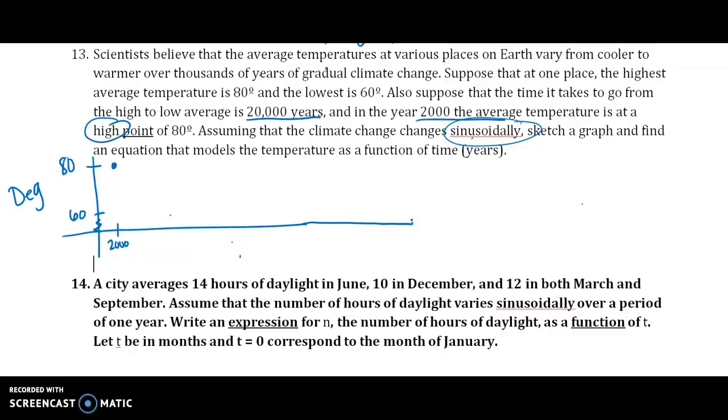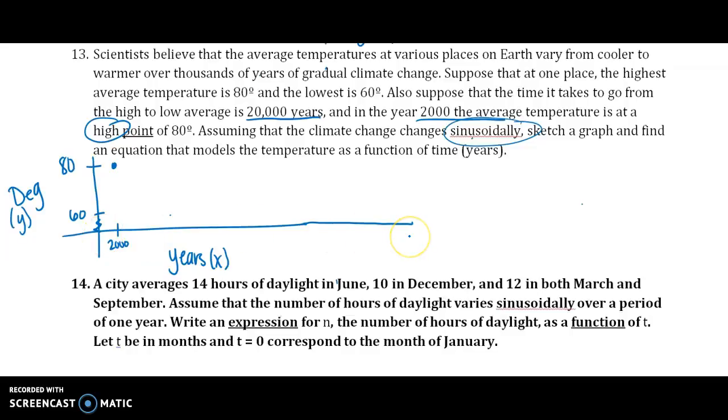Okay? So what I would suggest is that you could either leave this as years and say, hey, years is being represented by x. If you want to, you could change x to t. You have this degrees, y. Okay.